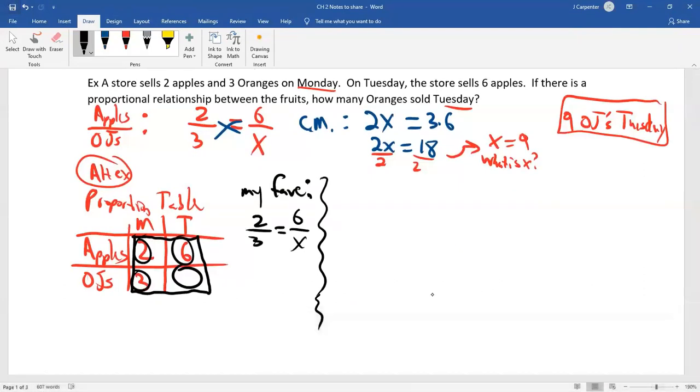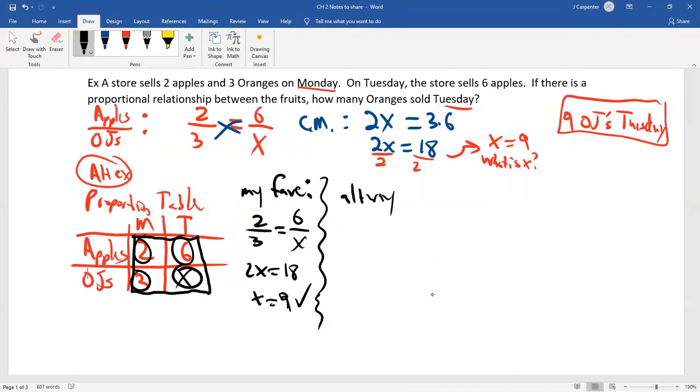This is exactly the same equation we just solved earlier. You cross multiply, you get 2x equals 18. You divide and you get x equals 9. The same answer. X being here. Wherever your blank is, you call it x, or N or J for oranges, whatever letter you like. Here's an alternate way.